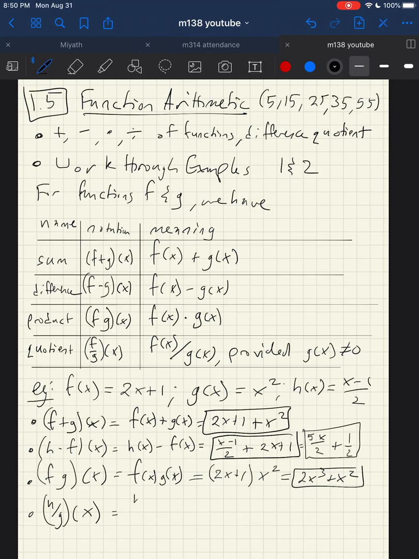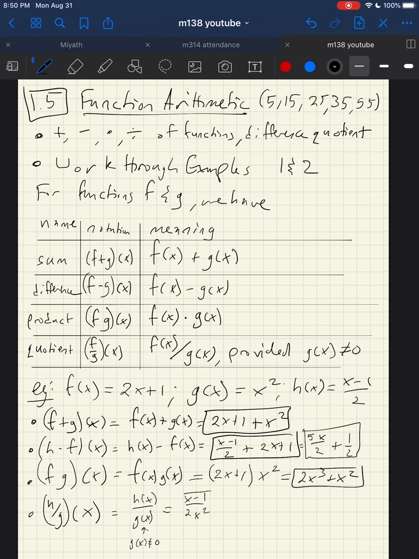And then this one's going to be h of x divided by g of x, but we need to remember here that we can't divide by 0. So whatever this is, it can't equal 0. Whatever the input x is, we need to make sure that g of x doesn't equal 0 there. So this becomes x minus 1 over 2, and we divide that by x squared.